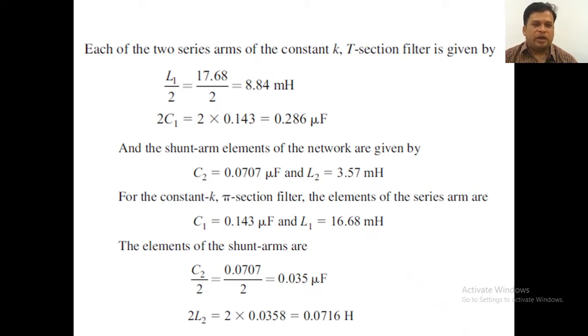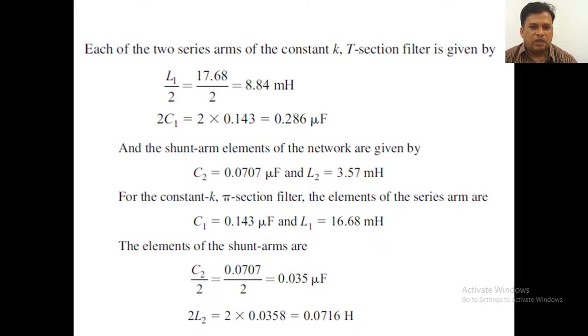Why are we calculating L1 by 2 and 2C1 like this? On the first slide we have seen the diagram where L1 by 2 and 2C1 are the parameters. Directly these parameters are placed in that. So the design is of a T section and a pi section filter. Whatever the values are for the T section and pi section, we write them in that circuit diagram.